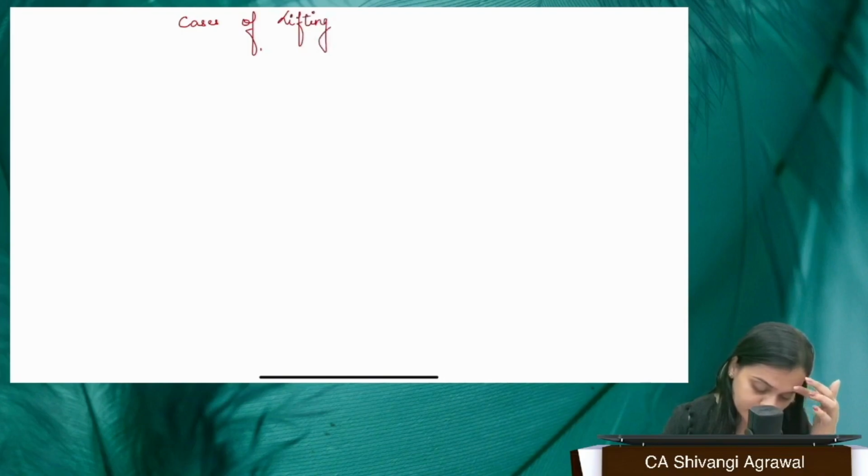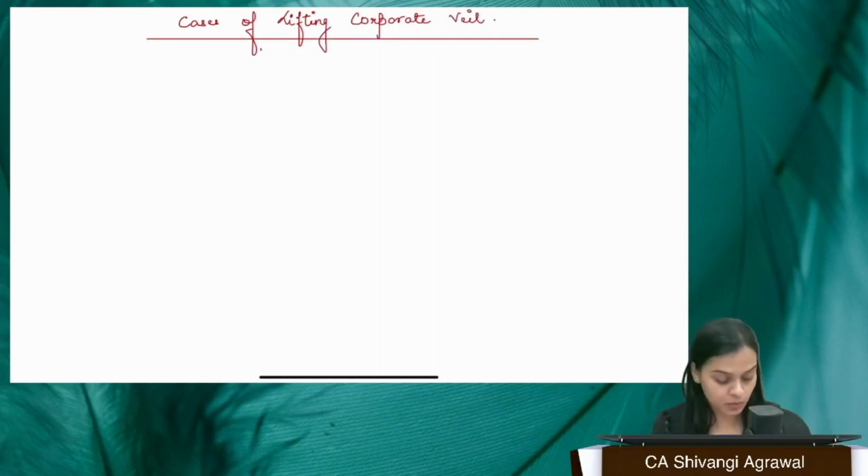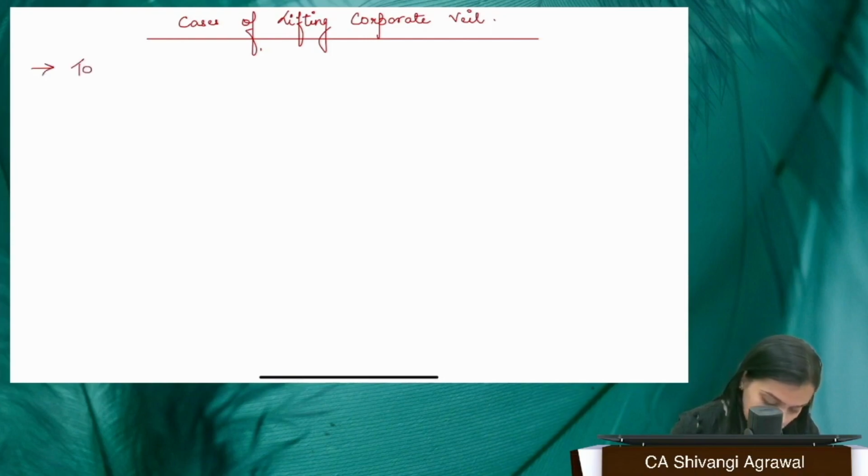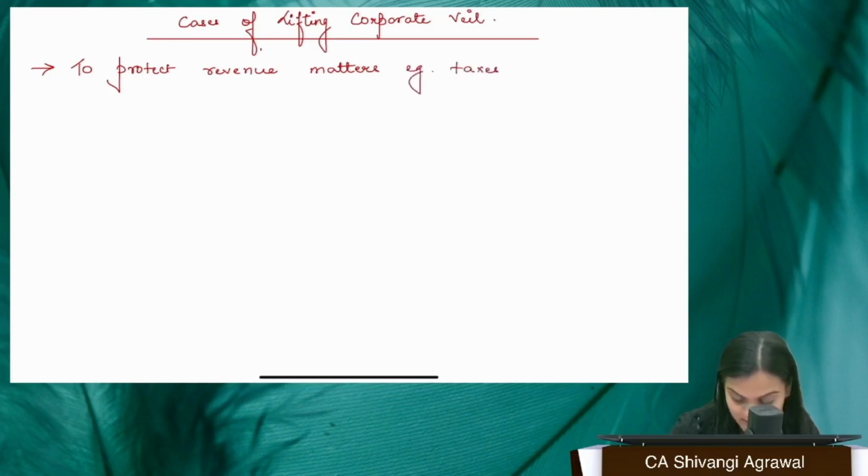Second thing, cases of lifting the corporate veil, or you can say judicial cases of lifting the corporate veil. So in the following cases, the corporate veil was lifted by our judiciary. Not exactly in all cases is it about the Indian judiciary that we're talking about, but it's okay, right? So you can just say judicial cases. The first one, to protect revenue matters. To protect revenue matters, for example, taxes, duties, etc.